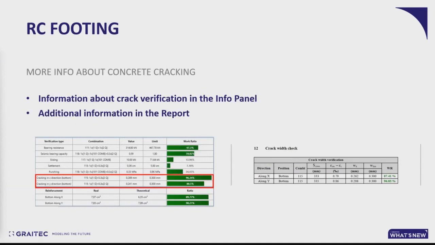The next point is also for giving more info about results. This time about cracking on the footing path according to your code. First, just after the calculations, on the info panel, we can see the most important information from the crack verification. And second, on the report, there is a new table with details about the crack width check, and both improvements make it easier to check results of this verification.